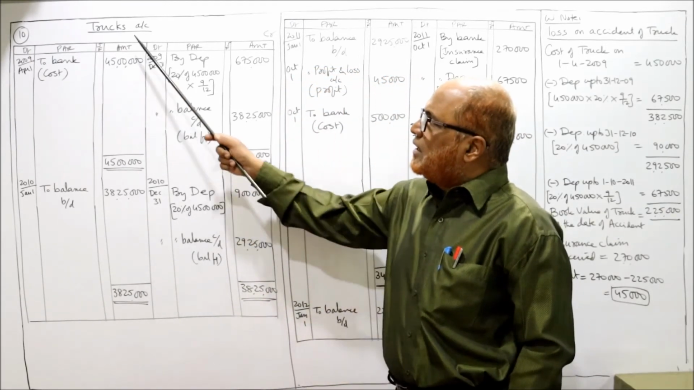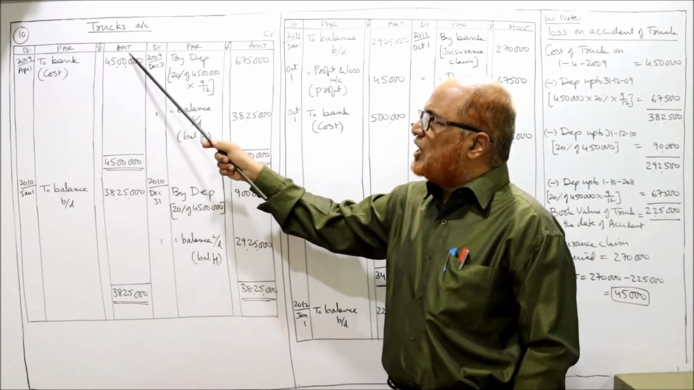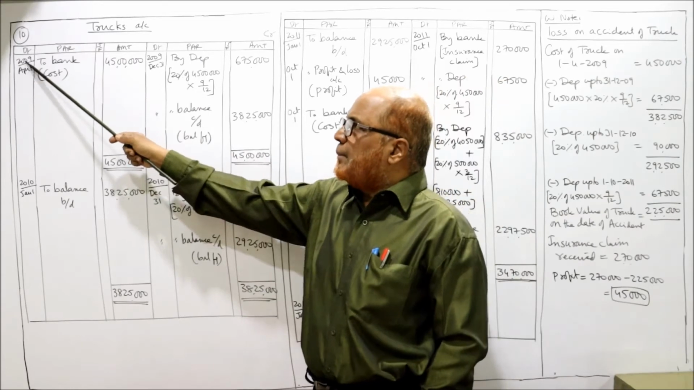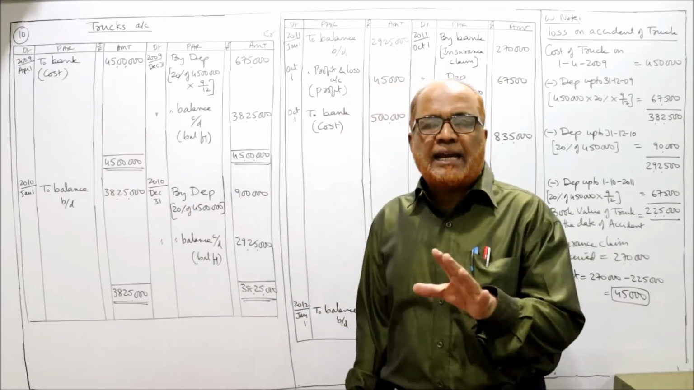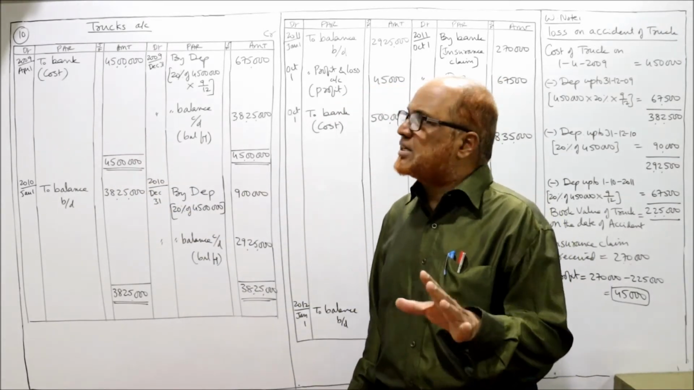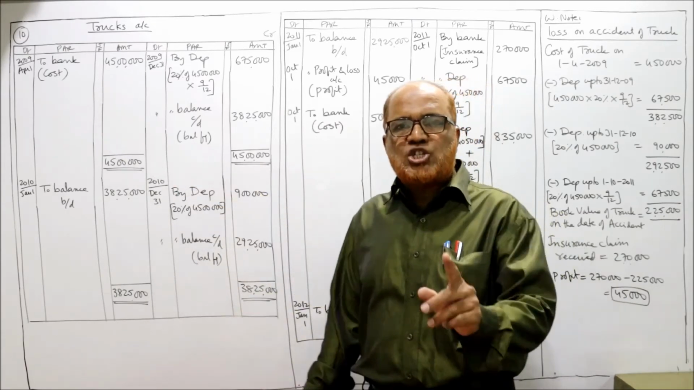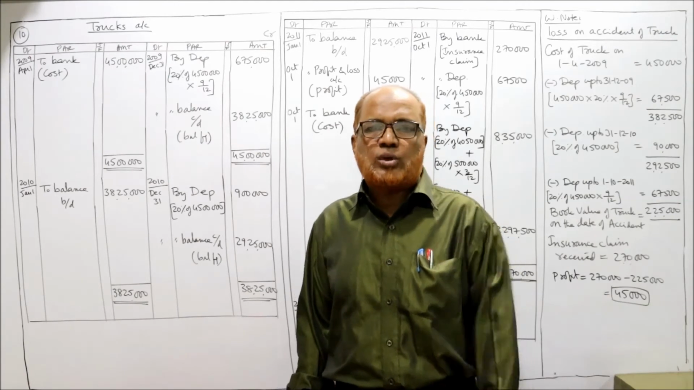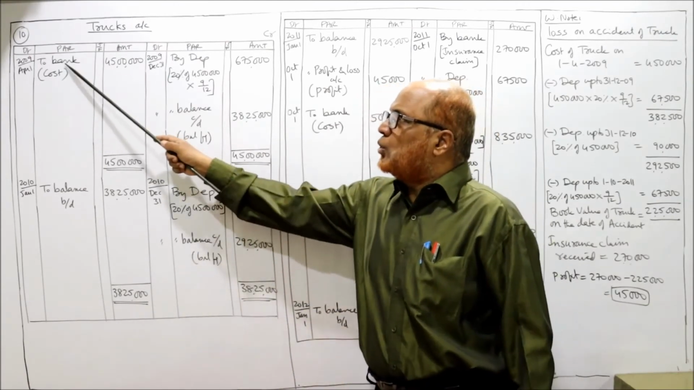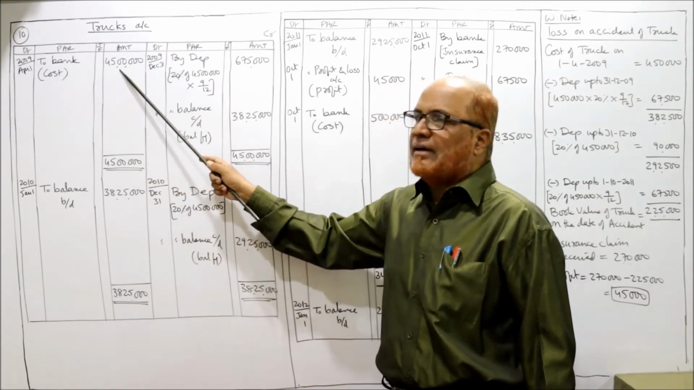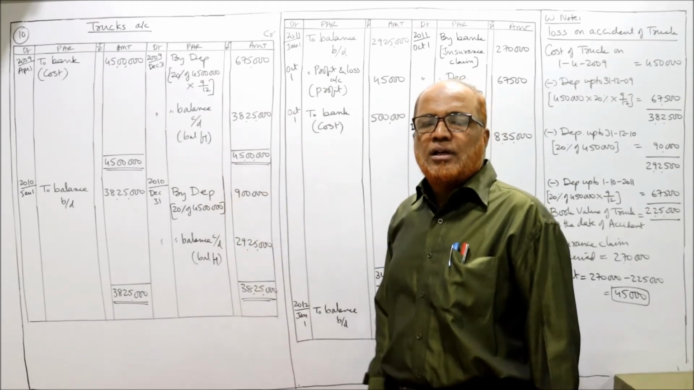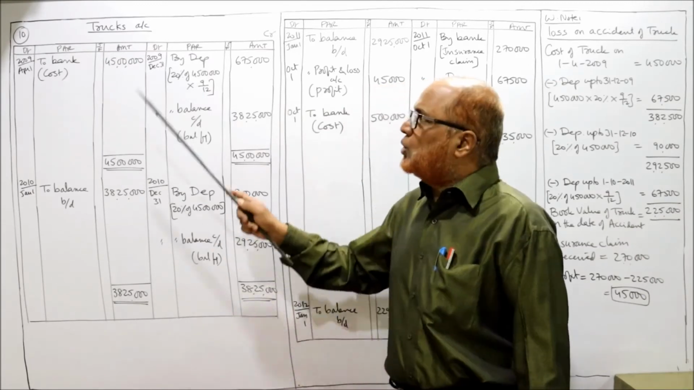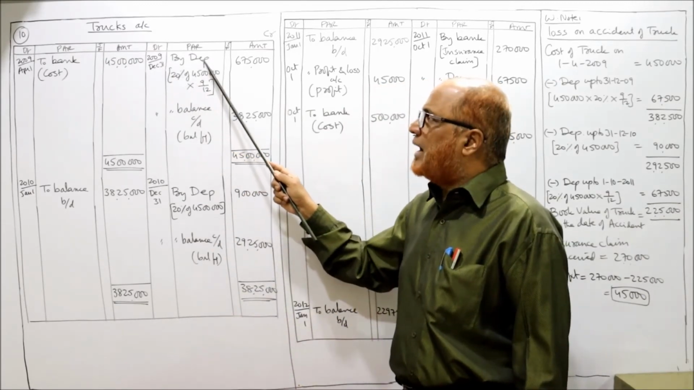First of all, trucks account, debit particulars, JF, amount. Now, 1st April 2009, the 10 trucks are purchased. Each truck cost 4,50,000, so 4,50,000 into 10, 45 lakh. So to bank, cost 45 lakh rupees. Now we'll close the year. 31st December we are closing the year. So 2009 December 31st, by depreciation.